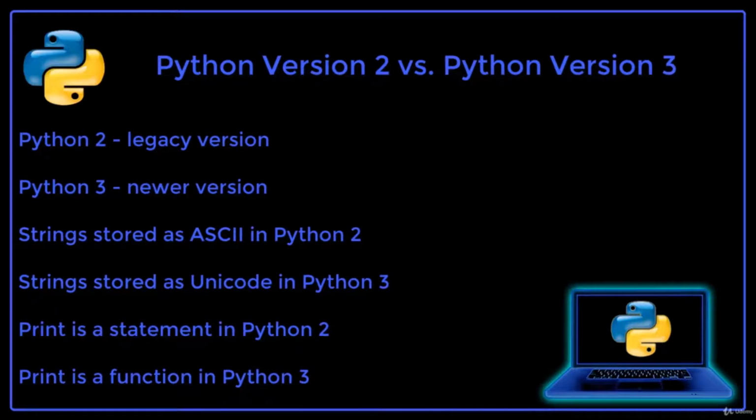Python 2 is the legacy version of Python. Many of the older libraries that were built for Python 2 are not compatible with Python 3. In other words, they are not forwards compatible. In Python 2, string values are stored as ASCII by default. Also, print is a statement, not a function, in Python 2. Python 3 is the newer version of Python. Many developers creating libraries create them only for Python 3, and not for Python 2. In Python 3, strings are stored as Unicode by default.